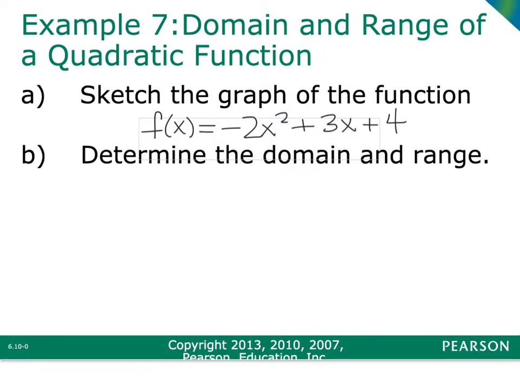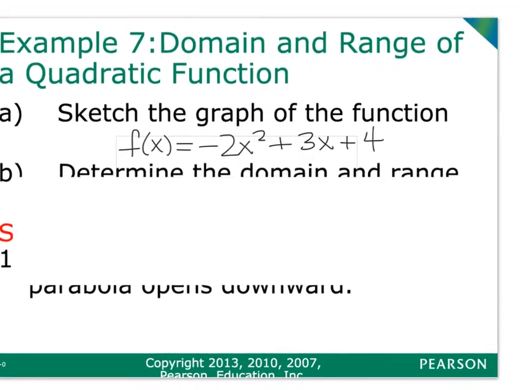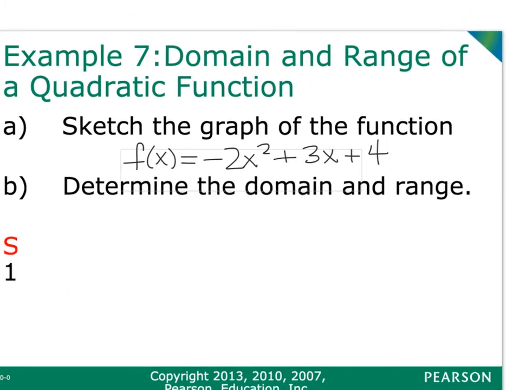Okay, so the easiest way to do these is to have an example. So let's say I gave you the quadratic function f of x equals negative 2x squared plus 3x plus 4, and I asked you to graph the quadratic function. They may also ask you to find your domain and range, and I'll explain that after we have the graph of the function. Okay, so first thing I would do is decide whether my graph is going to open up or down.